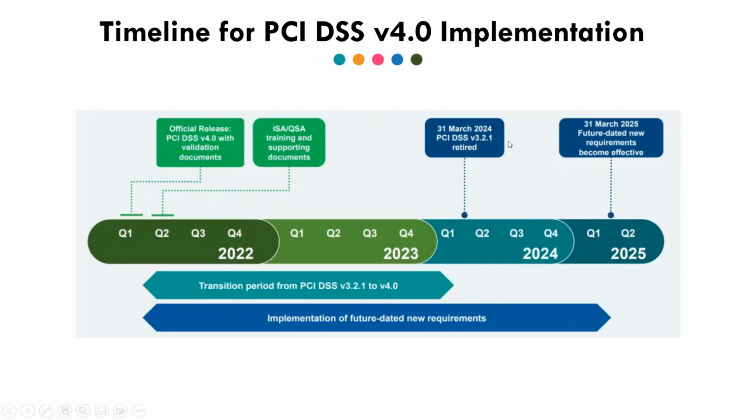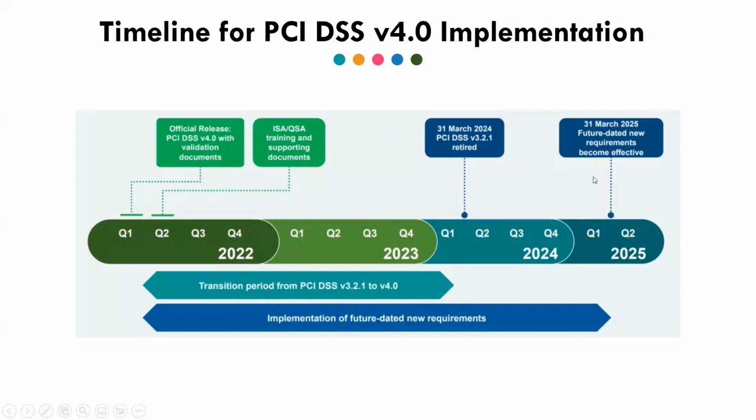So up to 2024, we are totally switching to version 4, right? March 2024, we are switching to version 4. Now from March 2024 to March 2025, all requirements that were labeled as best practices in version 4 will become actual requirements that you have to follow. Okay, so that is why they have the future dated new requirements become effective. That is what that means.